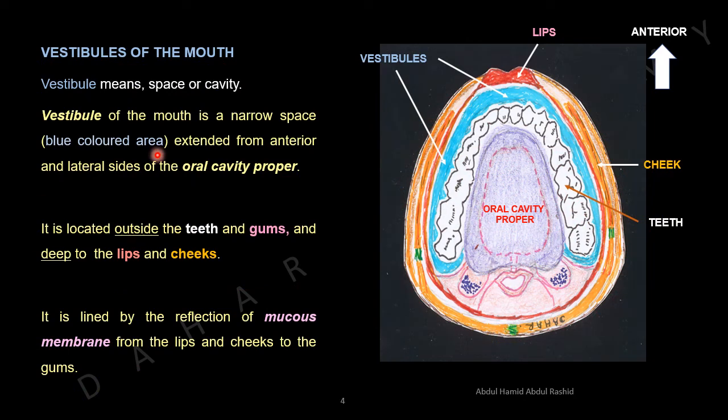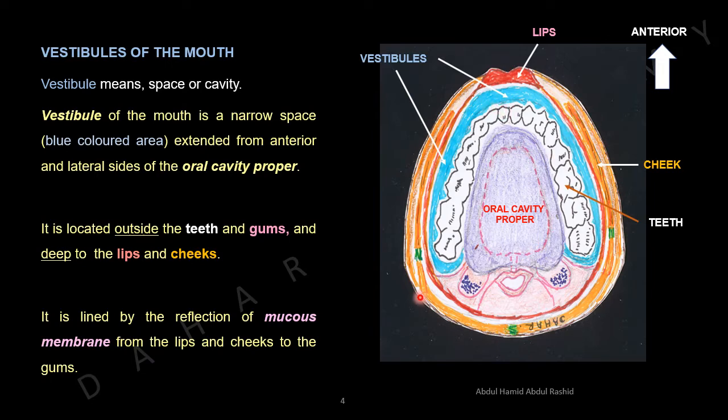Vestibules of the mouth. Vestibule means space or cavity. Look at the diagram. This is the horizontal section of the oral cavity proper. This is the teeth, and this is the lips, this is the cheek.